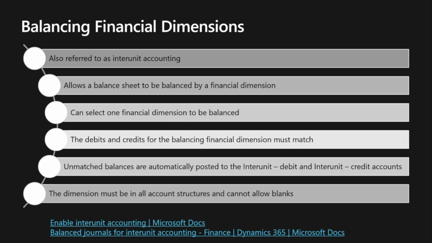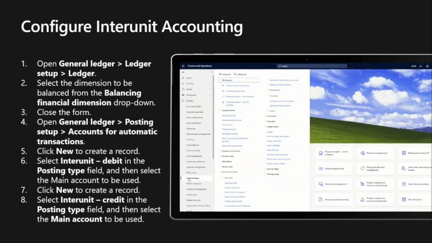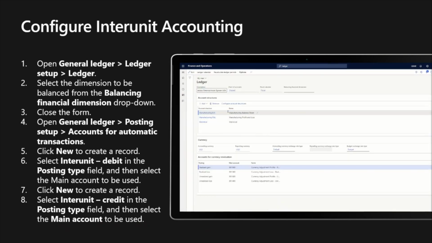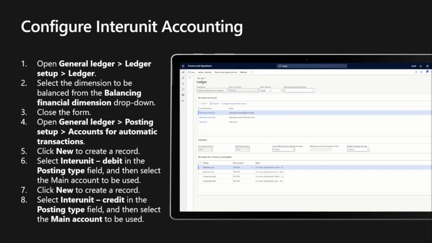So with that, what I want to do is switch over and do a quick demonstration of this functionality. So I'm going to start with all of the setup. We're going to go into the ledger form, and I'm going to go into the edit mode. I'm going to select a dimension, and you're going to notice that I get an error message here when I click on save.